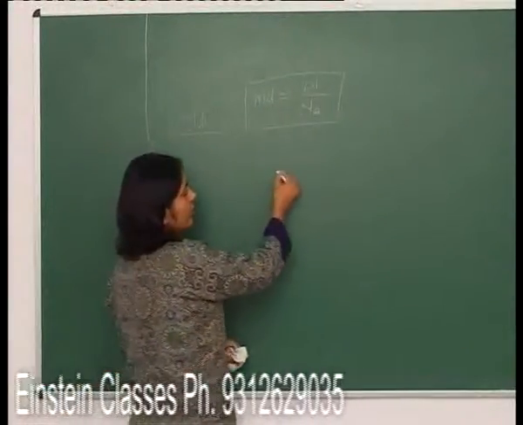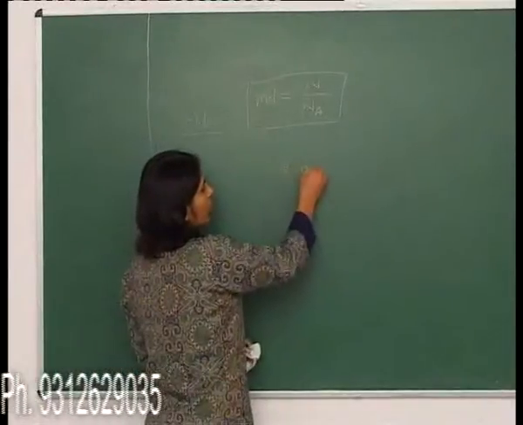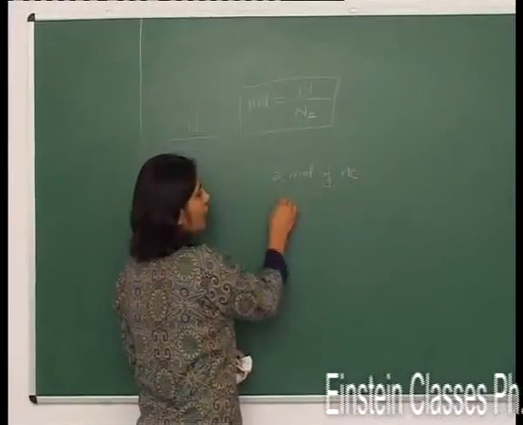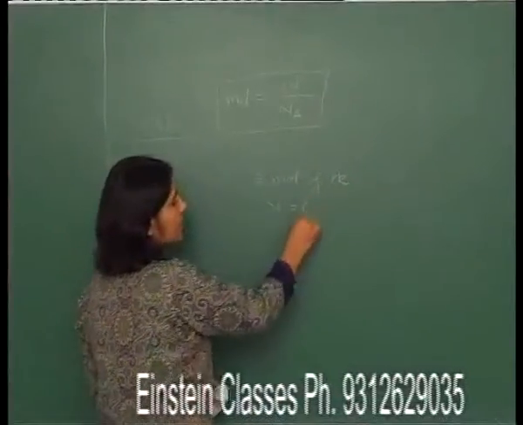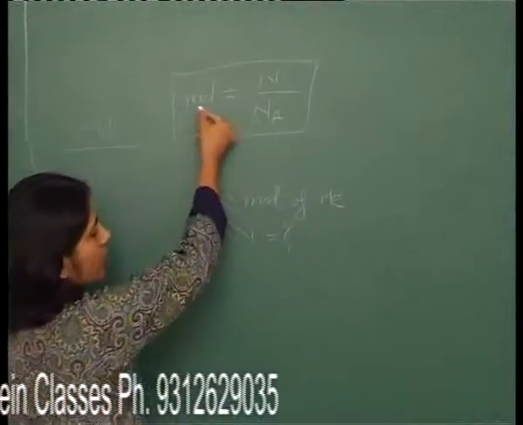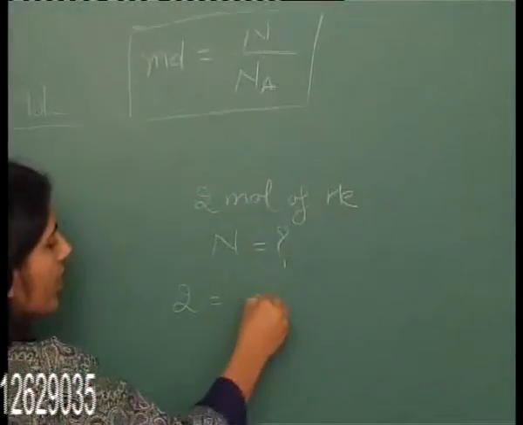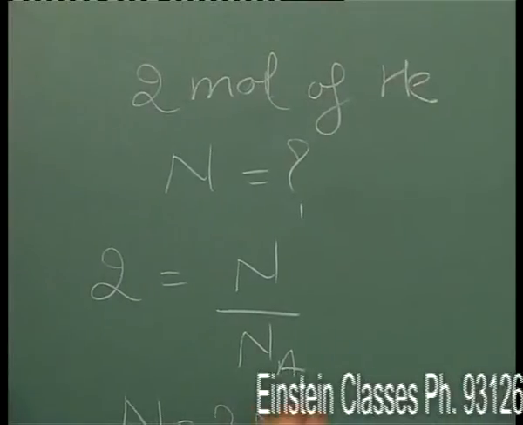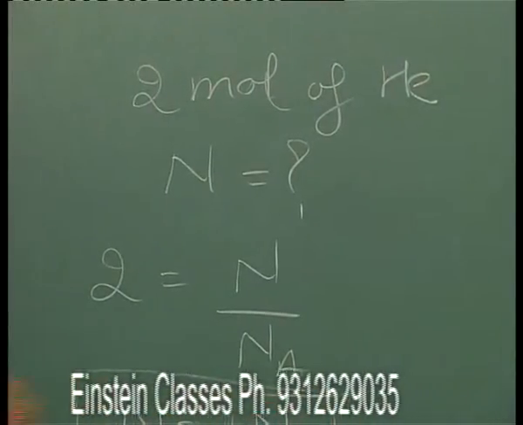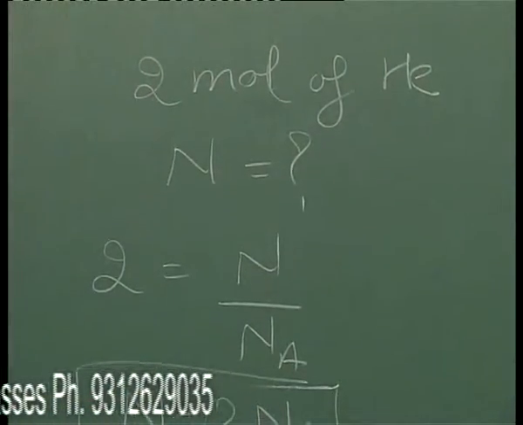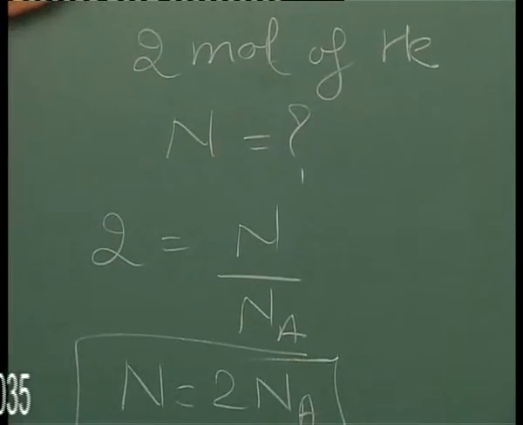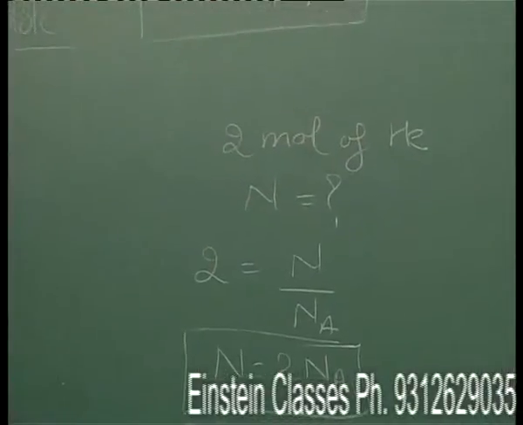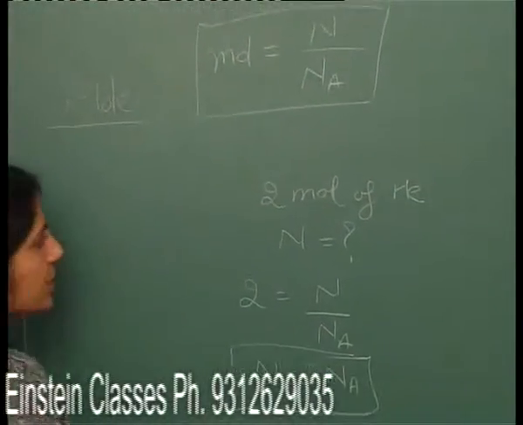Like if we are given 2 moles of helium, then how many atoms of helium are there? Moles are 2, and number of atoms divided by Avogadro number gives the moles, so the number of atoms would be 2 into Na. So this is a very simple way. Either you can use this formula, or, as we discussed previously, we can solve it conceptually. So this is one way of doing this concept.